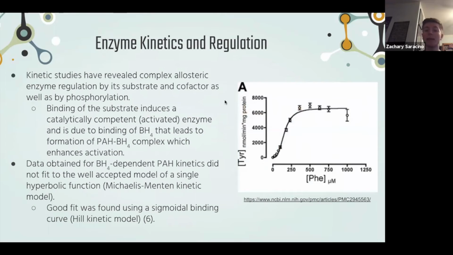And in terms of enzyme kinetics and regulation, the studies have revealed that it's allosterically regulated by the substrate, the cofactor, and phosphorylation, and that BH4 is necessary in order for the substrate to bind more efficiently to PAH, and it raises the activation. And uniquely, you could see in the curve here that it's not your typical hyperbolic Michaelis-Menten enzyme kinetic curve, but rather a sigmoidal curve. You can see the S shape forming at the bottom and then the top. And that is the Hill kinetic model.